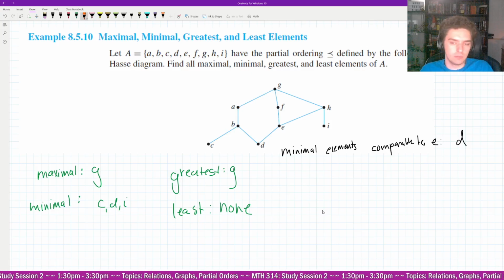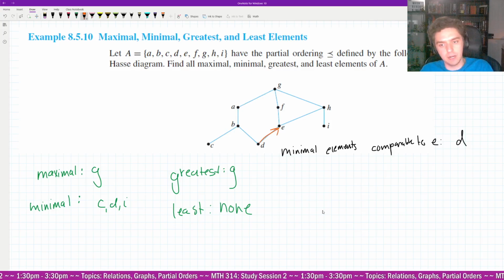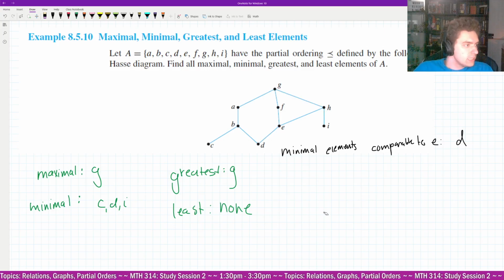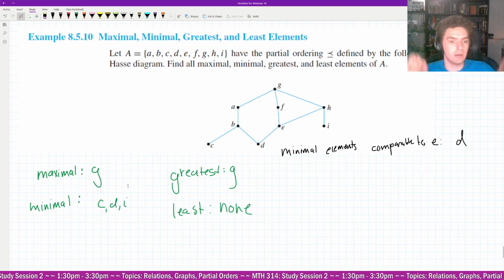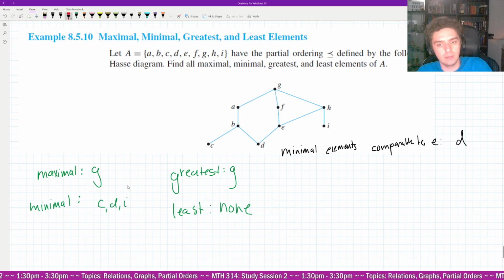And so D, but D is comparable and I is also not comparable because you can only go up, right? What's the difference between greatest, maximal, and same with minimal and least? So maximal just means you have nothing above, right? There's nothing above. Well, yeah, there's nothing above.